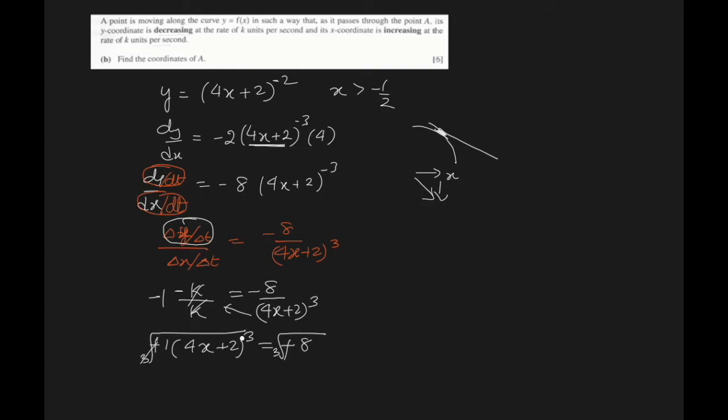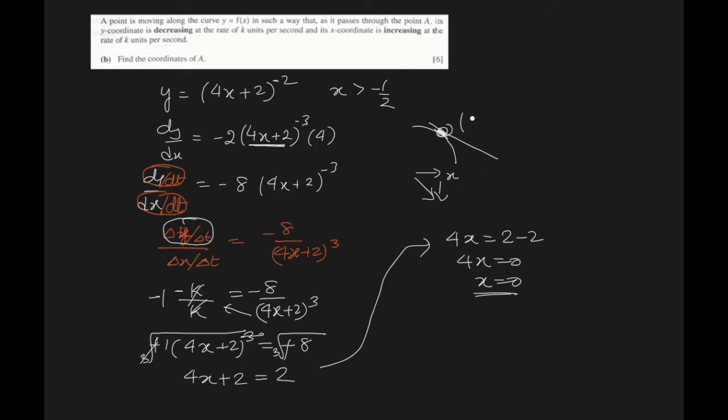So cube root and cube cancel out, so we are left with just 4x plus 2 equal to the cube root of 8, which is 2, and let's complete here. 4x equal to 2 minus 2, 4x is 0, so x will also be 0. So the x coordinate of that specific point is 0.